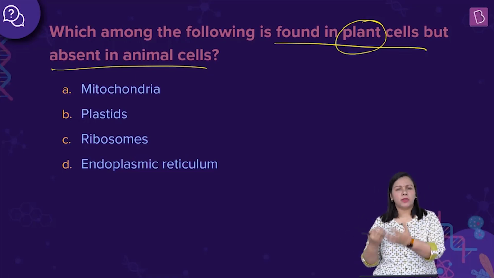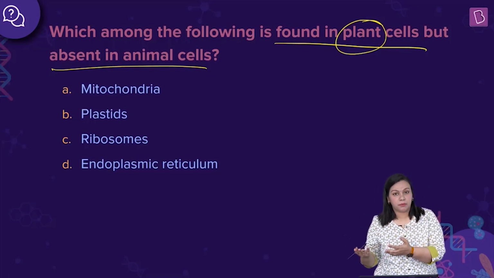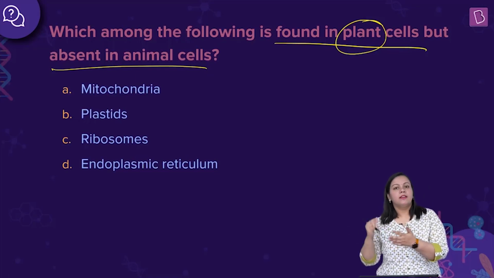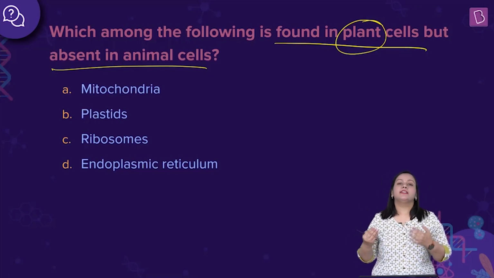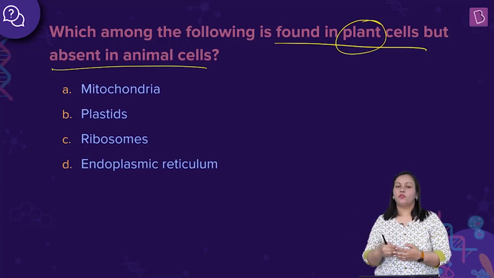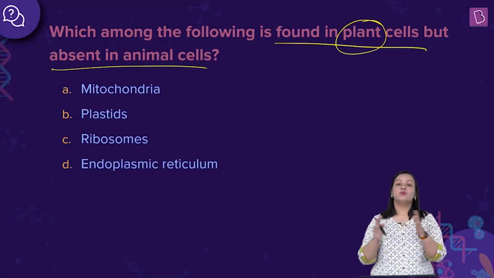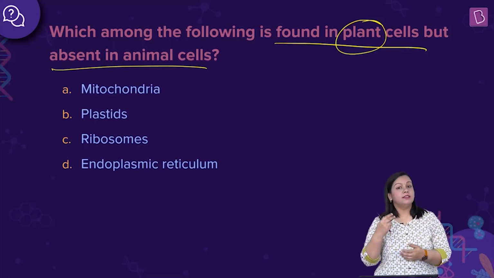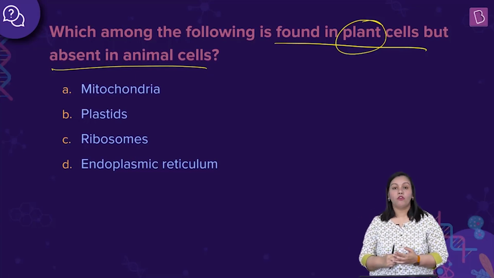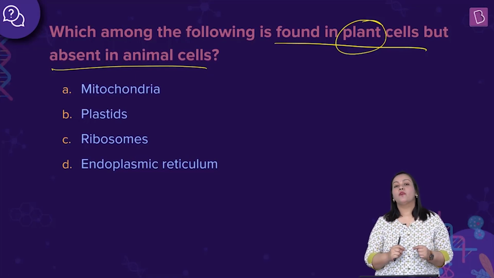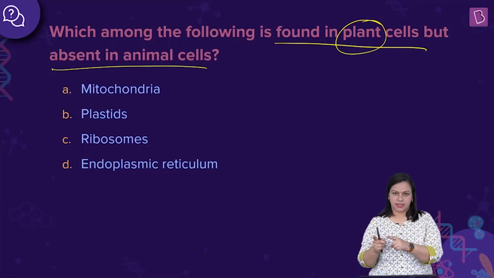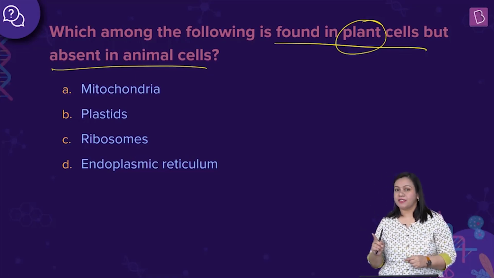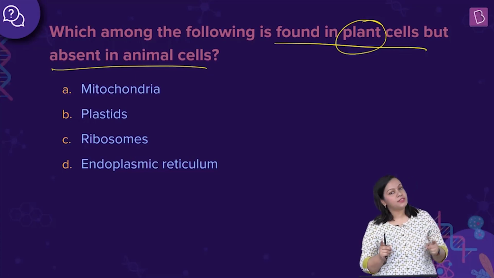The reason is that they don't have photosynthetic machinery. Honestly speaking, they do not have chloroplasts and that is the reason why they do not have this photosynthetic machinery. So this is one point of difference between the plant cells and the animal cells. The next point of difference is the absence of cell wall in the animal cells. Animal cells do not have a cell wall, whereas the plant cells have a cell wall.